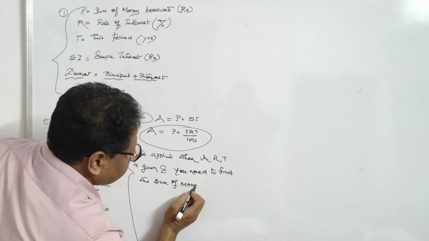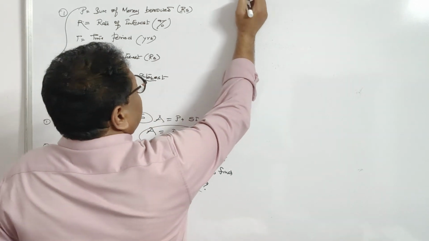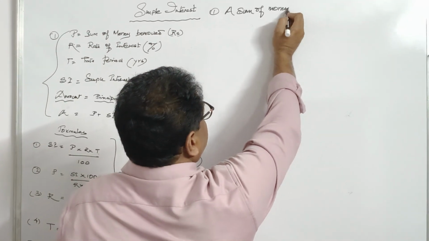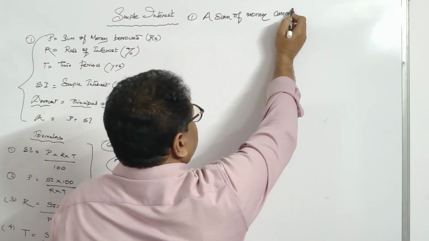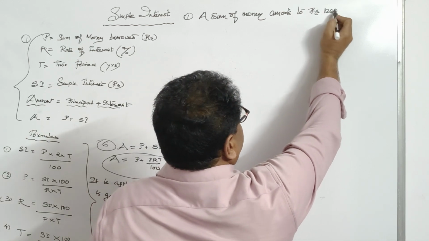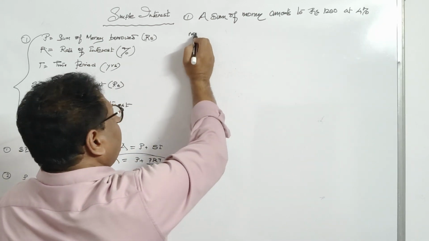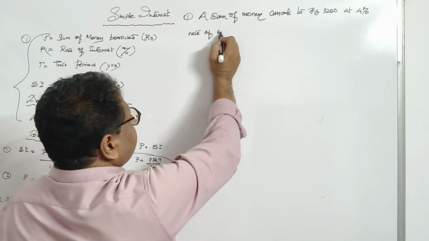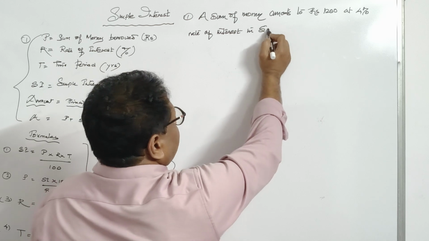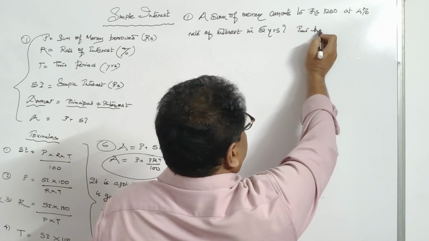Let us discuss one question based on this. The question is: a sum of money amounts to rupees 1200 at 4% rate of interest in 5 years. Find the sum.